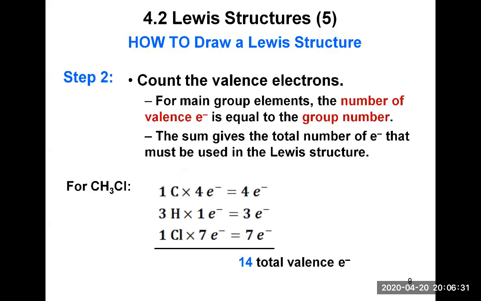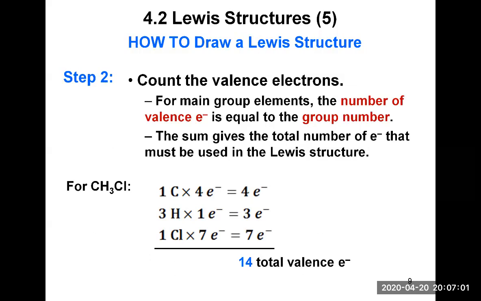So the second step is to count the number of valence electrons that are available. Remember that for main group elements, the number of valence electrons is equal to the group number from the periodic table. And then you take the sum of all the electrons available, and that will give you the total number of valence electrons that you will need to distribute in your Lewis structure.